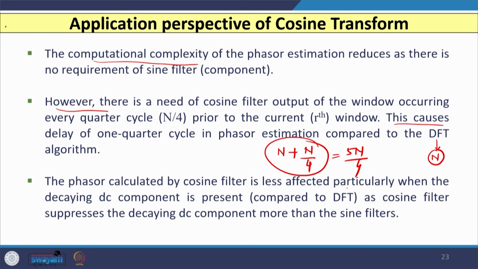And the third important point is that the phasor calculated by this cosine filter is capable of removing or rejecting the DC component if it is present in the acquired signal, compared to our conventional DFT algorithm. So, these are the three important points which we need to consider regarding the cosine transform when we apply it in the actual field.